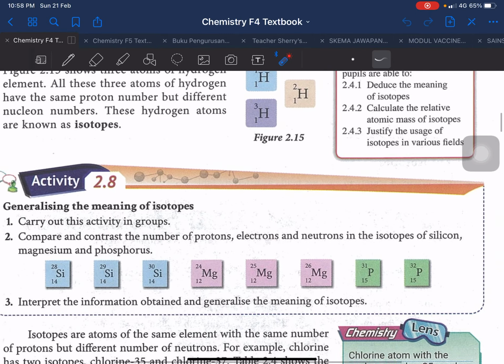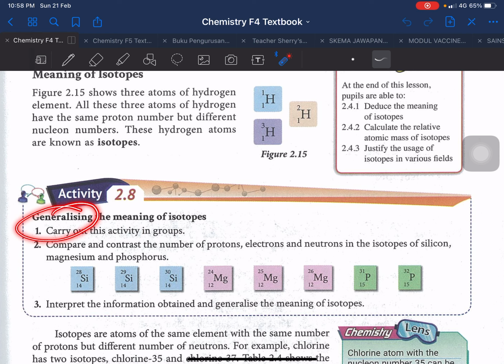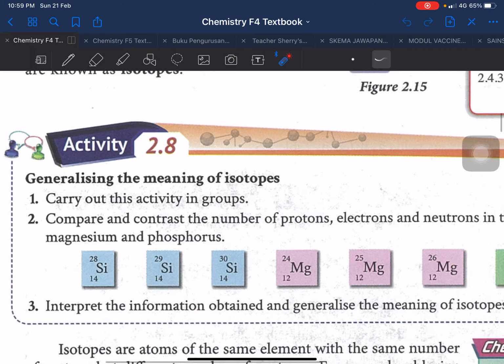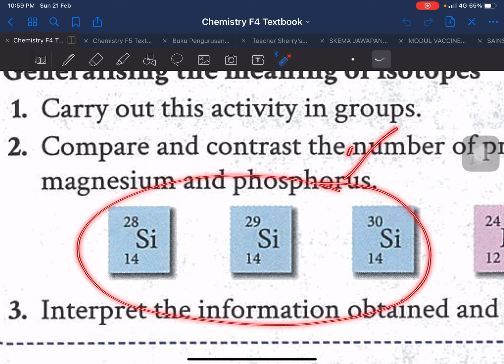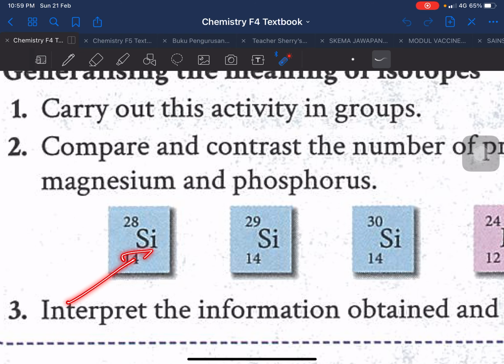Okay, so you have to generalize the meaning of isotope. Let us interpret the information given here. Look at the three types of isotope. Si is for silicon. Look at their proton numbers, 14, 14, 14. All of their proton numbers are the same, but look at the nucleon numbers, 28, 29, and 30. Their nucleon numbers are not the same. So we call this situation the silicon isotopes.